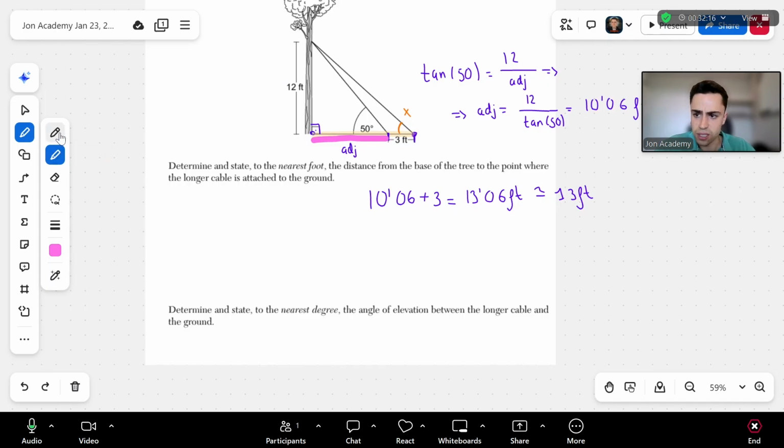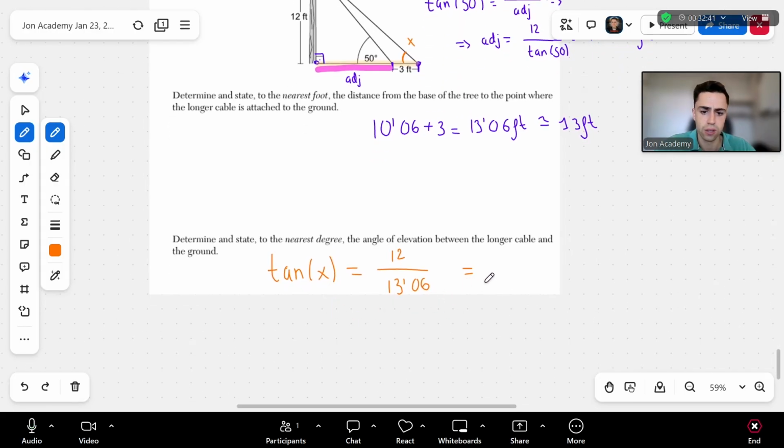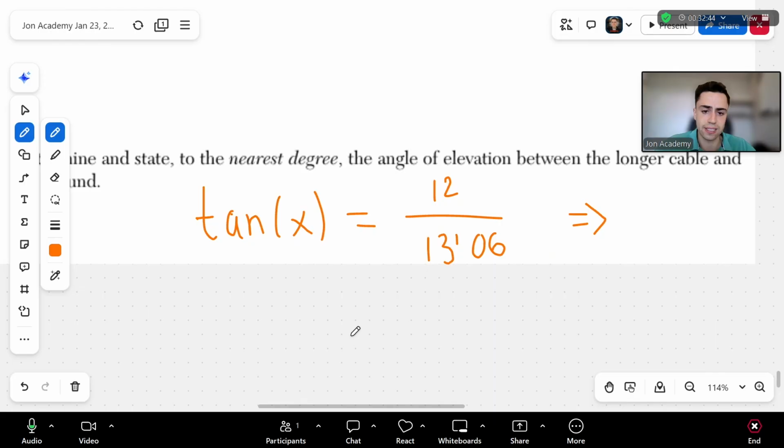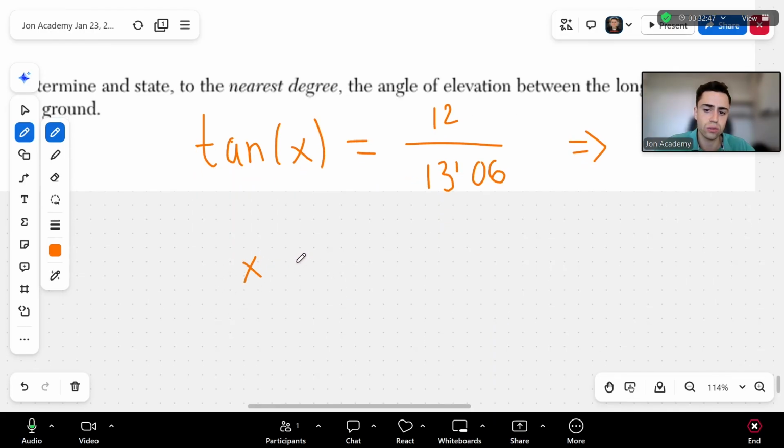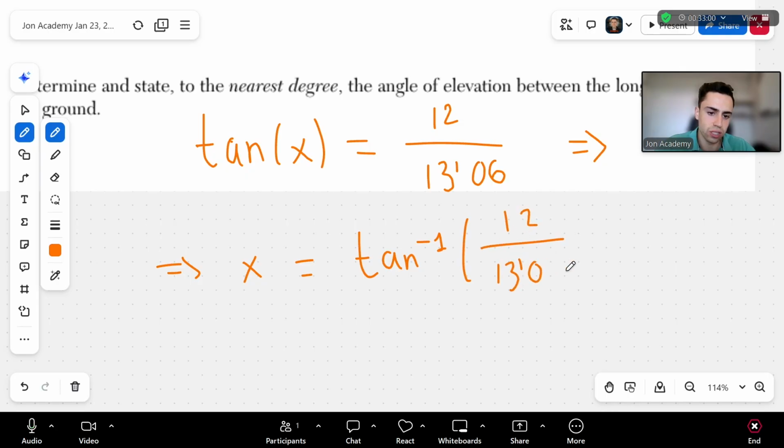So we can use the tangent once again. So the tangent of X is going to be equal to opposite, which is 12, divided by adjacent, which is, we can write with all the decimals better, no? The other was just rounding for the other section. And now we need to solve for X here. So in order to solve X, we are going to use the tangent to the minus 1, the arctangent, the inverse of the tangent. So it's going to be the tangent to the minus 1 of 12 divided by 13.06.